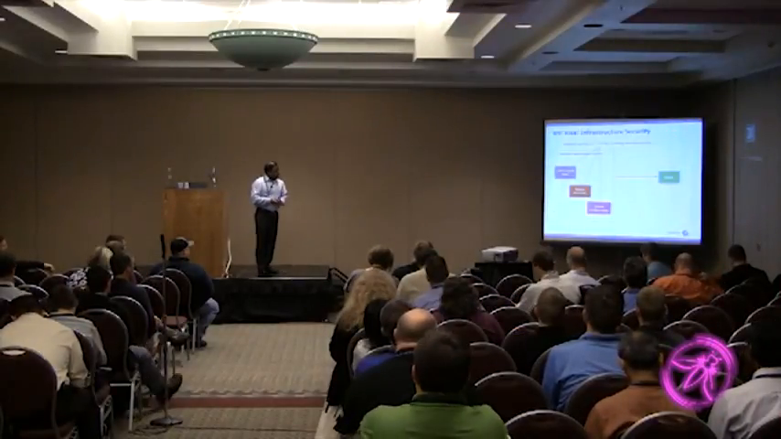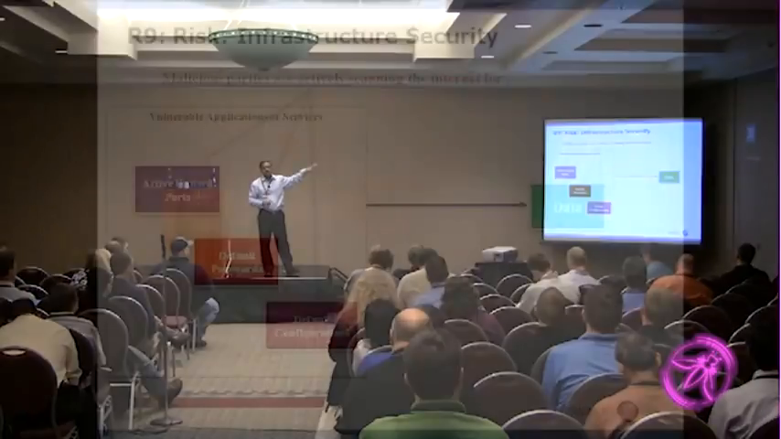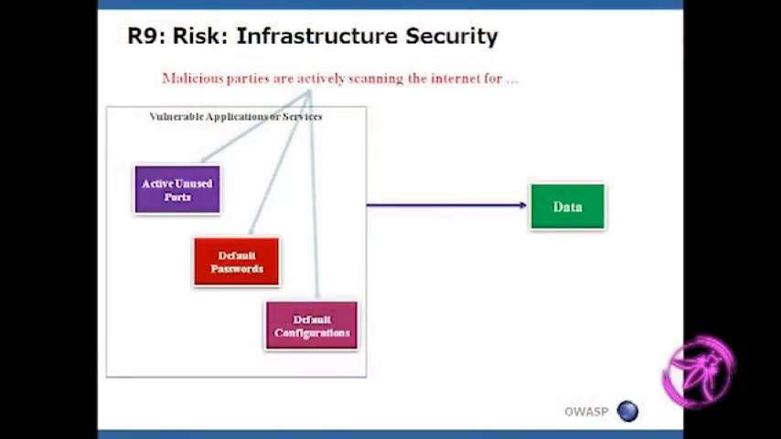The next one is infrastructure security. The important point here is it doesn't apply just to IaaS providers. SaaS providers and PaaS providers all have infrastructures where their platforms or applications are running. If there's a SaaS provider like Salesforce.com, how secure is their infrastructure? Is the network, the storage, the host secure? Are unnecessary ports open? Are the default configuration passwords properly changed or managed, to make sure they don't fall prey to malicious parties who are actively scanning the internet for such applications or services?